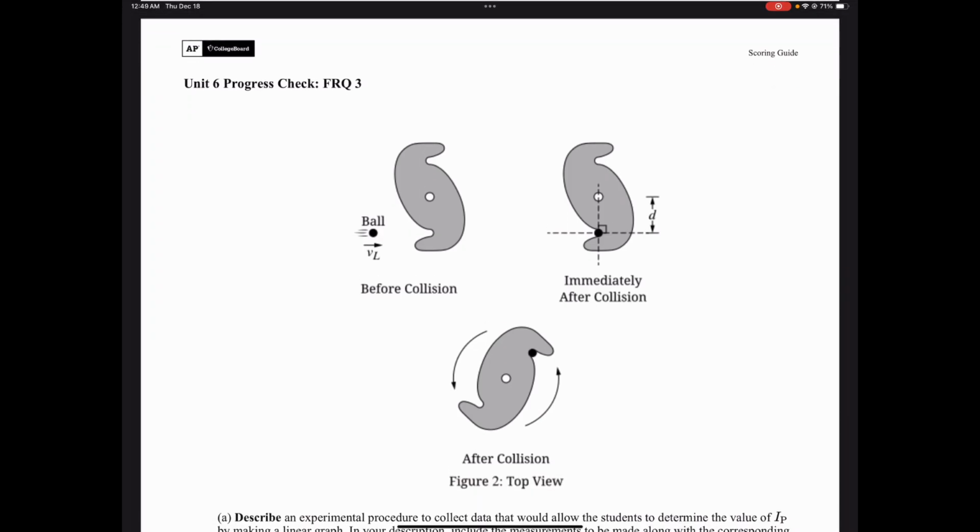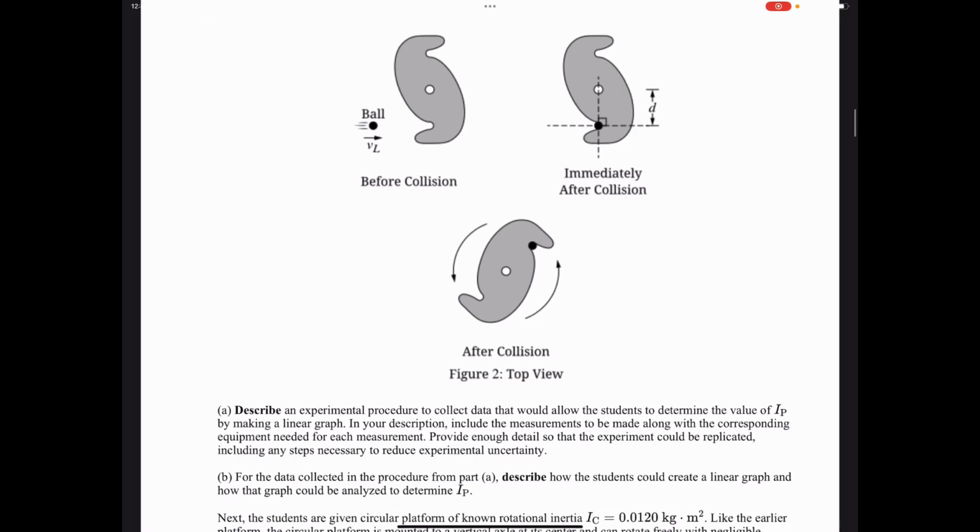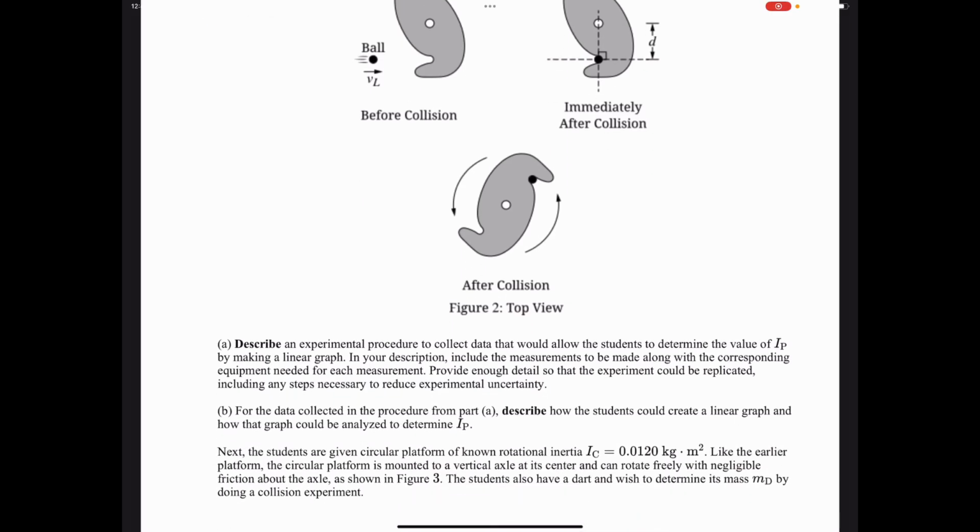So these balls are going to hit the platform, and because the balls have angular momentum with respect to the axis of rotation, this platform is going to begin to rotate. We have to design an experimental procedure to determine IP, the moment of inertia of the platform, and provide enough details so the experiment can be replicated. So with this one, you have to write out the procedure.